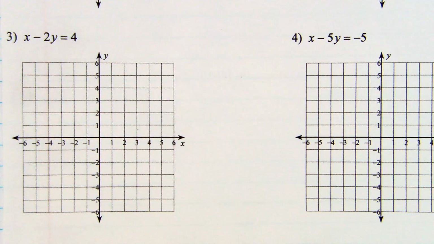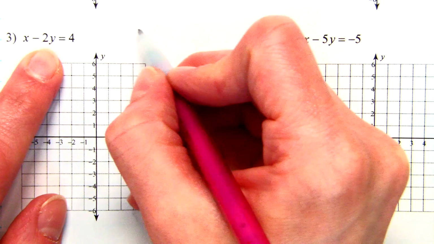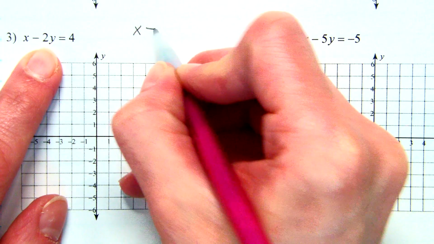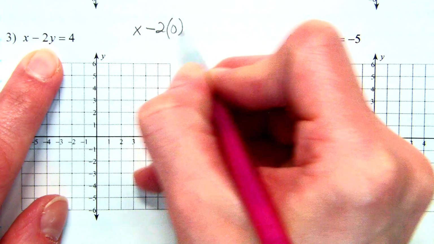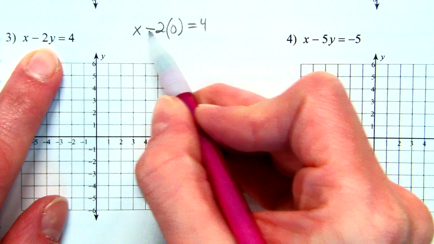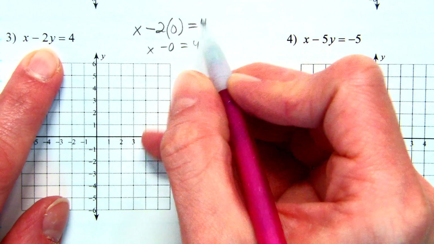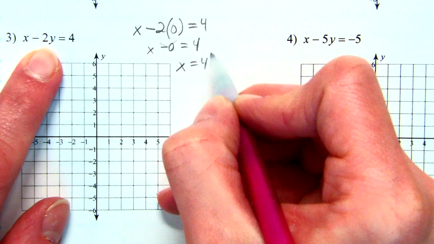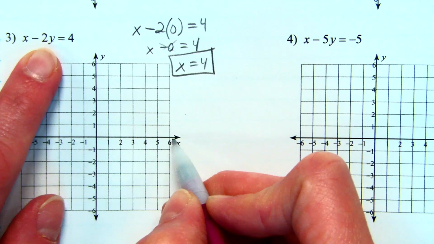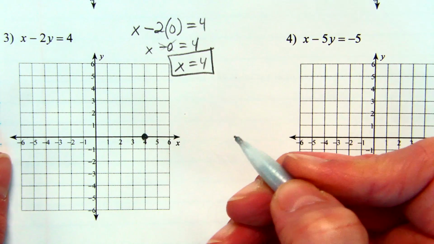So I'm going to keep putting the zeros in just to emphasize why it works. So I'm going to put 0 in for y first, just because I like to do that. So I'd have x minus 2 times 0 equals 4. So this part, we take 2 times 0 is just going to be 0. So it's just x minus 0 equals 4. So that whole part just goes away. You get x equals 4. So that's my x-intercept. I have to make sure I'm on the x-axis. There's a point at 4.